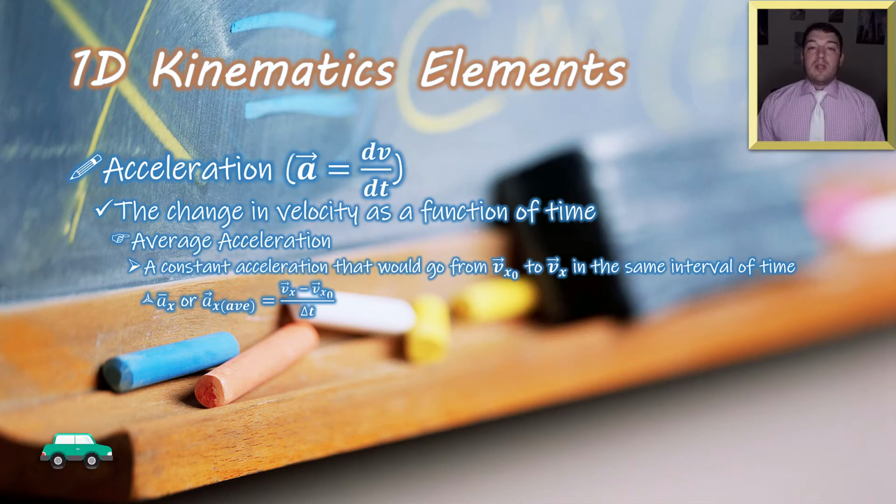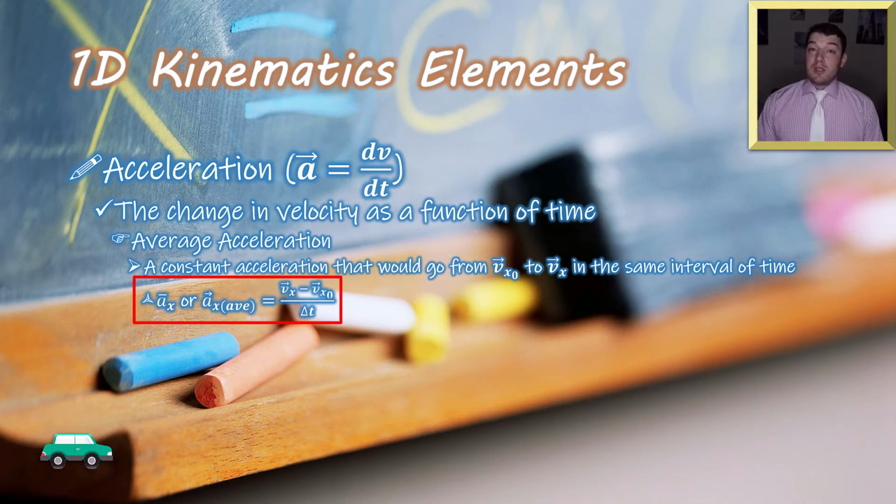A constant acceleration is an acceleration that does not increase or decrease, or there is no jerk. Jerk is your change in acceleration. A constant acceleration would get you from your initial velocity to that same final velocity in the same amount of time. Just like we described your average velocity, we can also describe your average acceleration by finding this change in velocity over time. So your final velocity minus your initial velocity divided by time is your average acceleration.